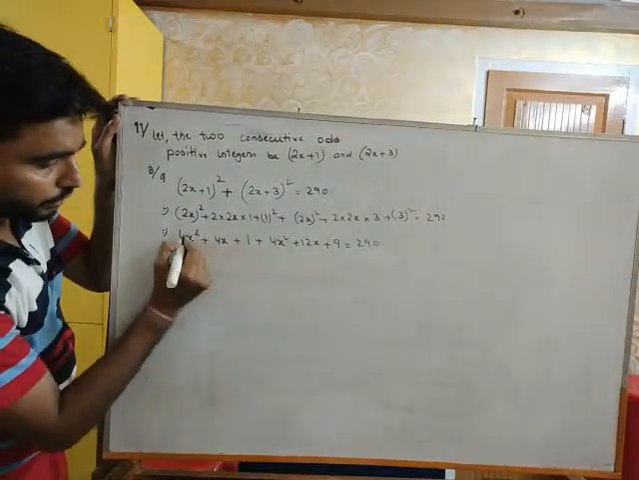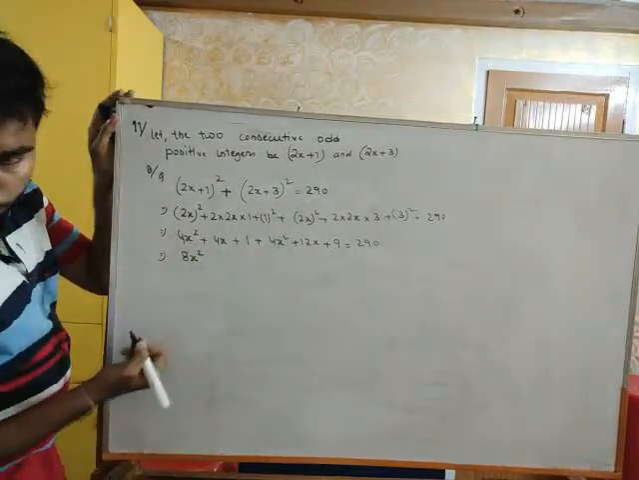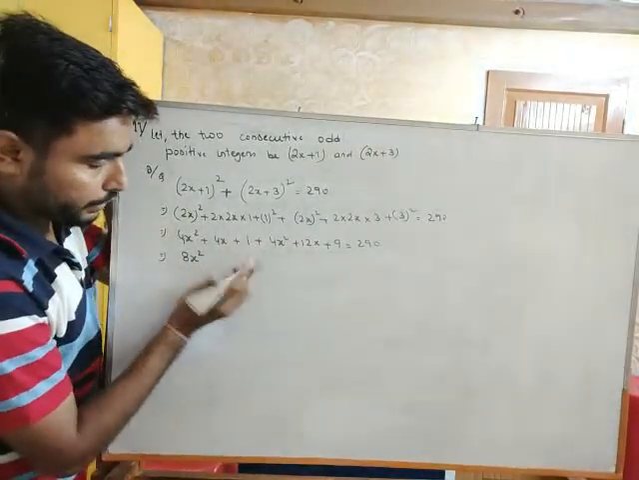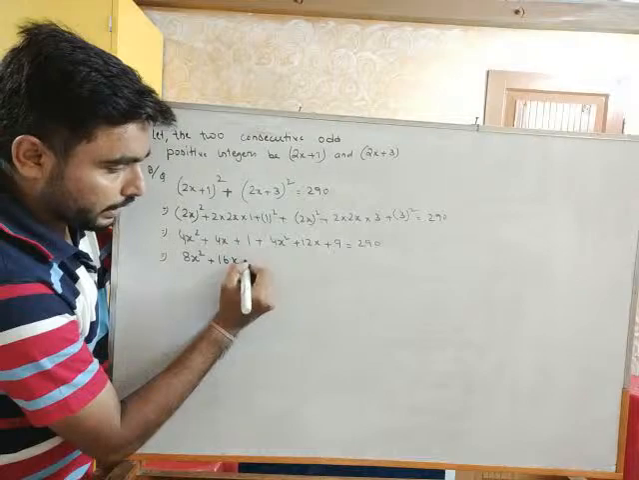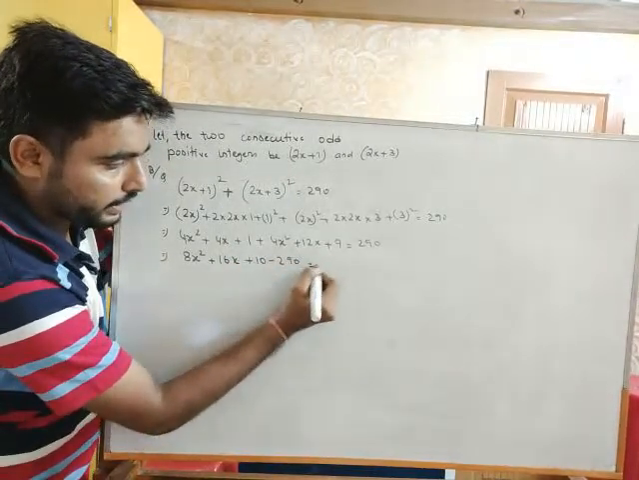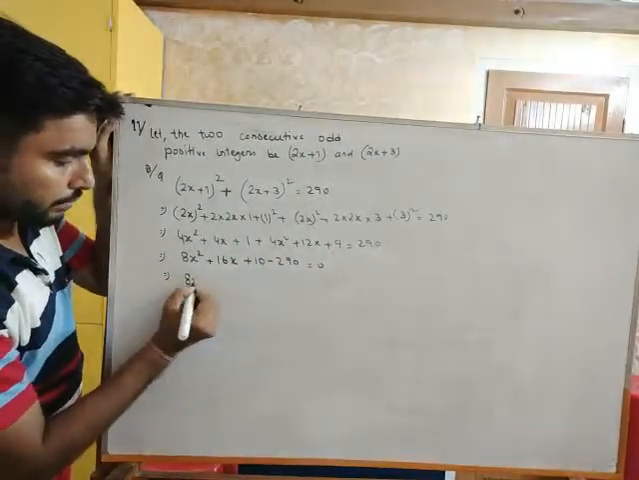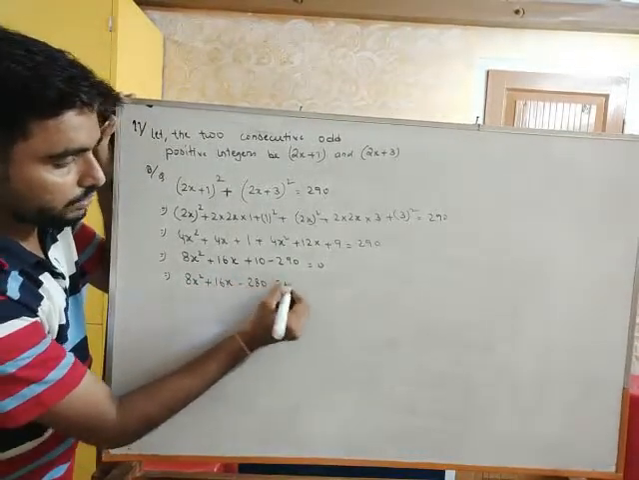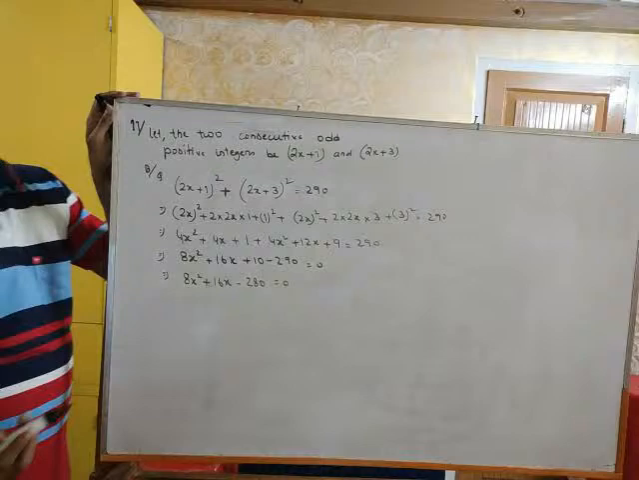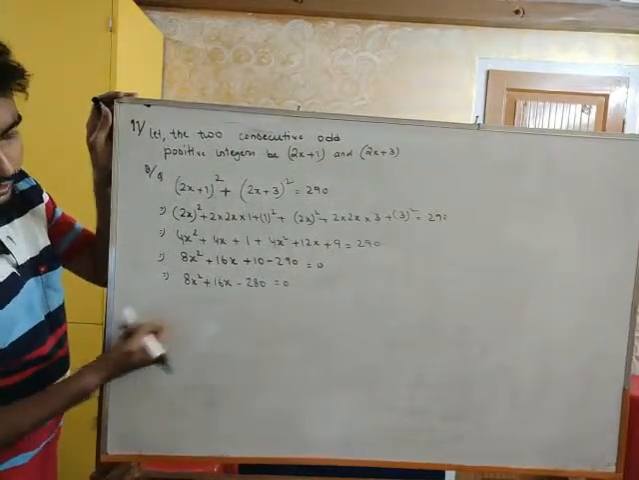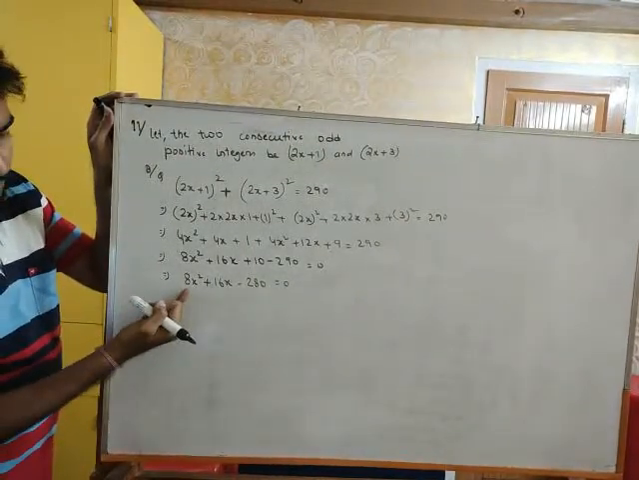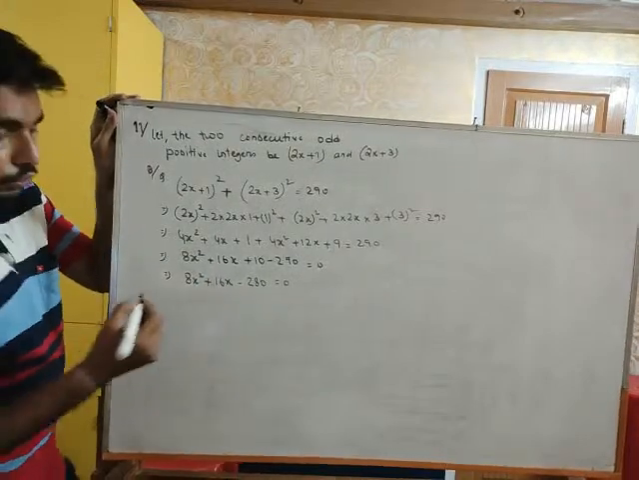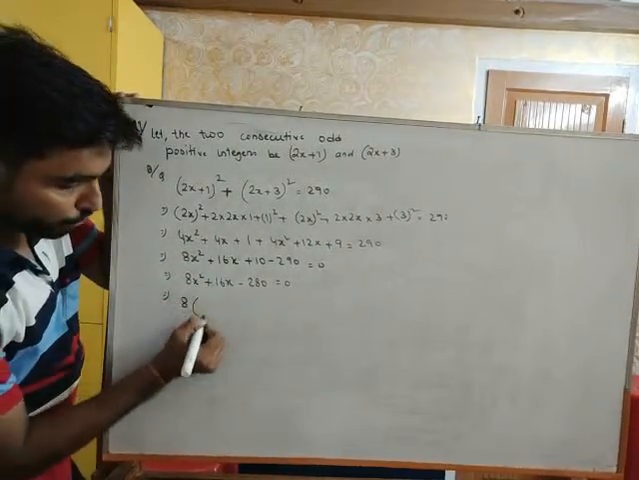4x square plus 4x square is 8x square, 12 plus 4 is 16x, 9 plus 1 is 10, minus 290 is equal to 0. So it will become 8x square plus 16x minus 280 is equal to 0. Overall, you can see 8 is divisible by 8, 16 is divisible by 8, and 280 is also divisible by 8. So take 8 common, it will reduce a little.